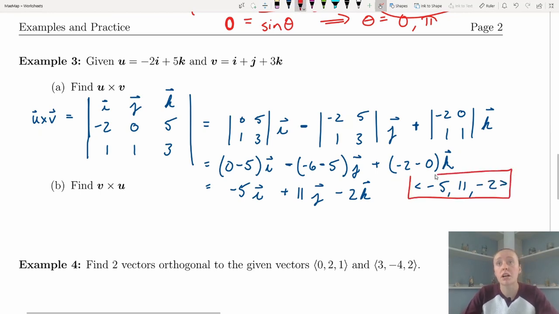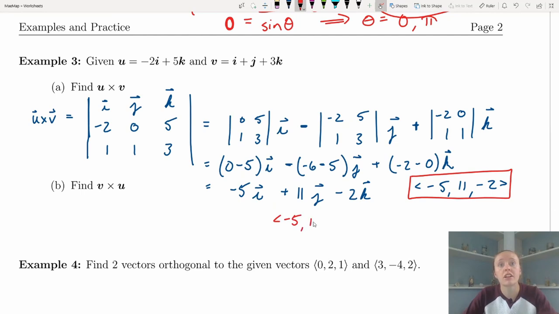That's the cross product of u and v. But remember from the beginning of the video, we talked about that the cross product was going to be orthogonal or perpendicular to both u and v. So if this vector, negative 5, 11, negative 2, is perpendicular or orthogonal to vector u, and it's also orthogonal to vector v, I can do a quick double check of my math. Because remembering that the dot product between two orthogonal vectors equals 0. So if I take u cross v and dot it with u, or I take this vector u cross v and dot it with v, either one of those, the result should be the scalar 0. So let's just do that as a double check real quick.